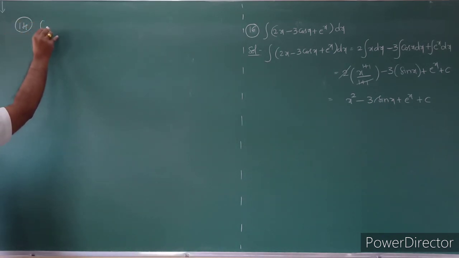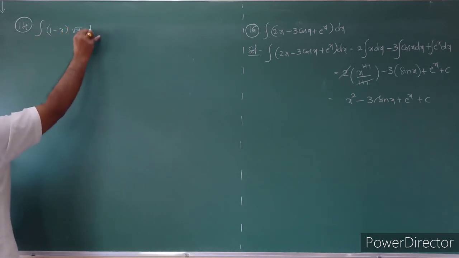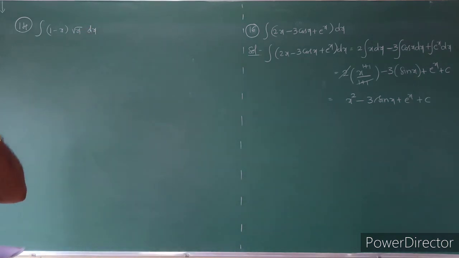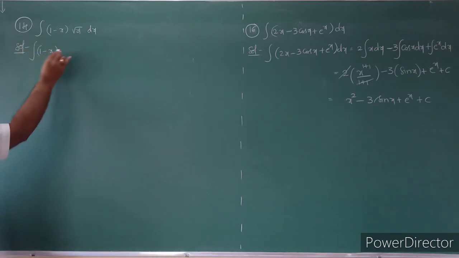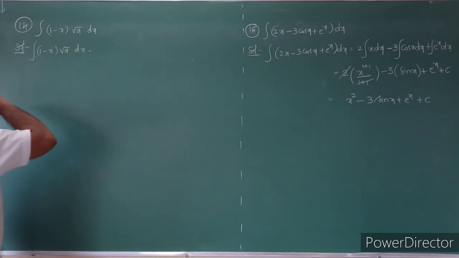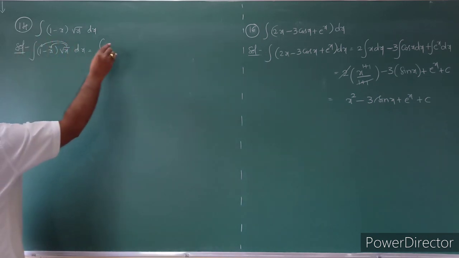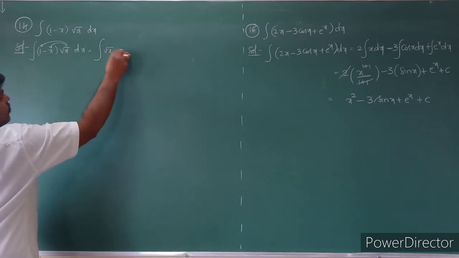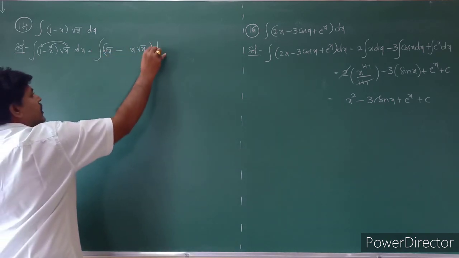Integral of (1 minus x) root x into dx. Integral of (1 minus x) into root x into dx. See that. Integral of (1 minus x) into root x into dx. So that is equal to, multiply that with root x, what happens? Integral of root x minus x root x into dx.